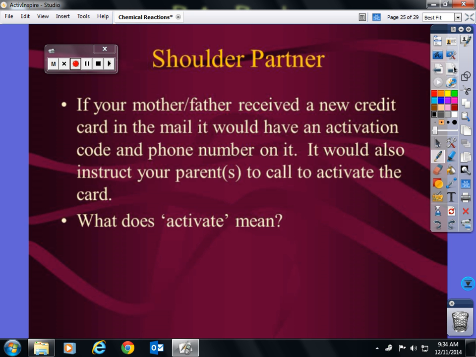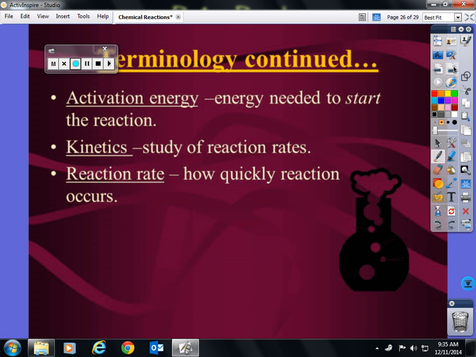If your mother or father received a new credit card in the mail, it has what we call an activation code and a phone number, and it tells them they need to call the number to activate their card. So what do you think the word activate means? Hopefully you said it means to begin or start, and that's exactly what it means. In chemistry, it doesn't mean anything different. Activation energy is what's needed to start the reaction. Kinetics is the science or the study of reaction rates because not all chemical reactions happen at the same speed.